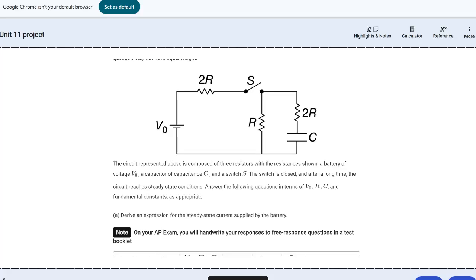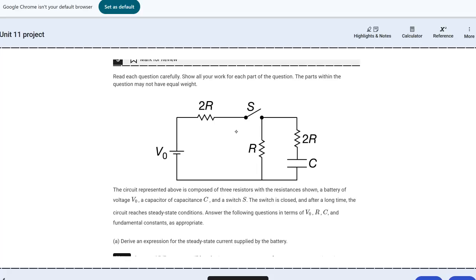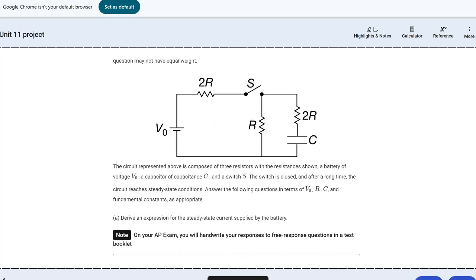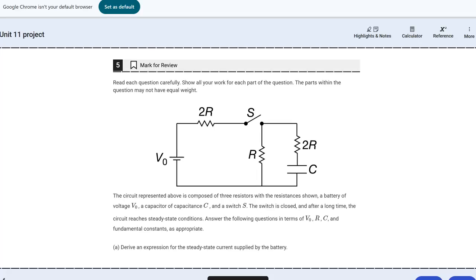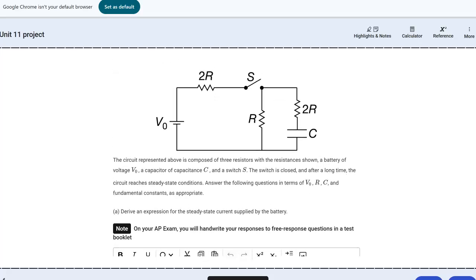We're going to need to know that equivalent resistance is going to determine battery voltage. Steady state would be after a long time. And then the switch opens. We're going to need to know that when the switch opens, the capacitor is going to discharge exponentially. So those are our physics facts, and then some relevant equations.